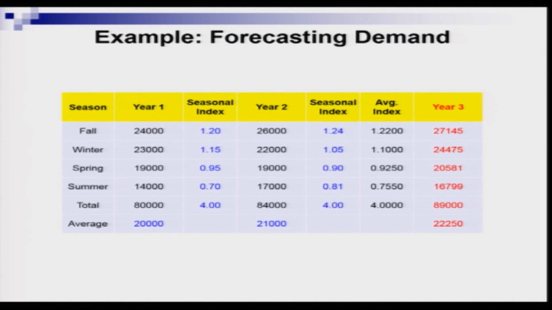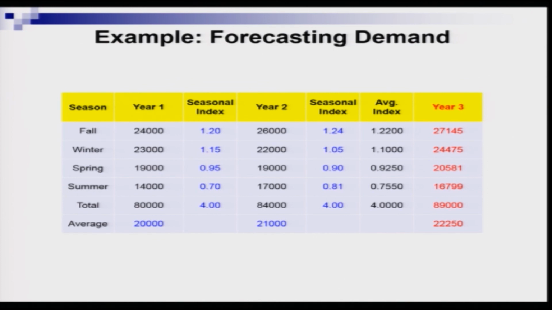If the sum is not equal to 4, then of course we need to use a correction factor, but here we are not using a correction factor because the sum total is as per theory. Okay. So, given this, what to do next for year 3? We only know the annual demand for the item in year 3, and that is 89,000. So, what do we have to do?